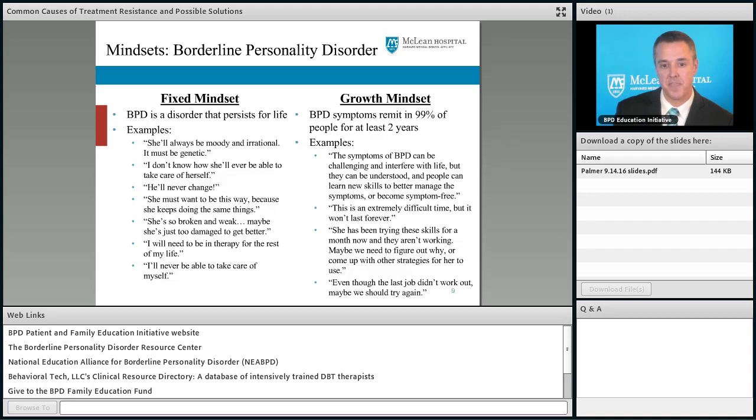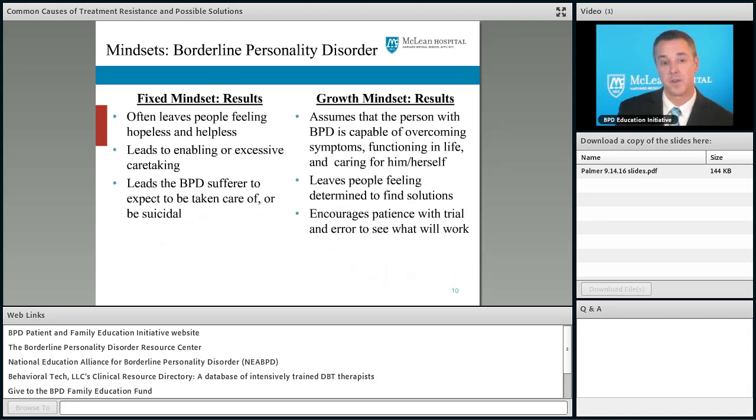A therapist might say she's been trying these skills for a month now and they aren't working. Instead of saying she's treatment resistant, the therapist might say maybe we need to figure out why or come up with other strategies for her to use. And people might say even though that last job didn't work out, maybe we should try again. So what are the results of these two different mindsets?